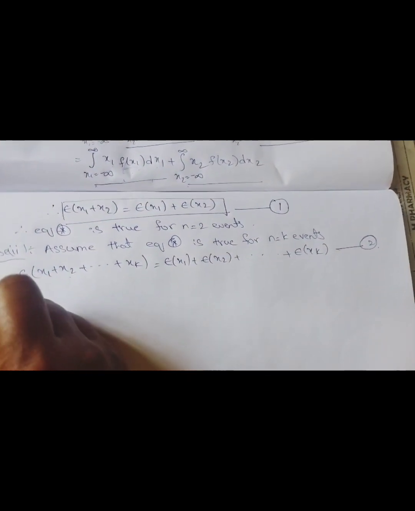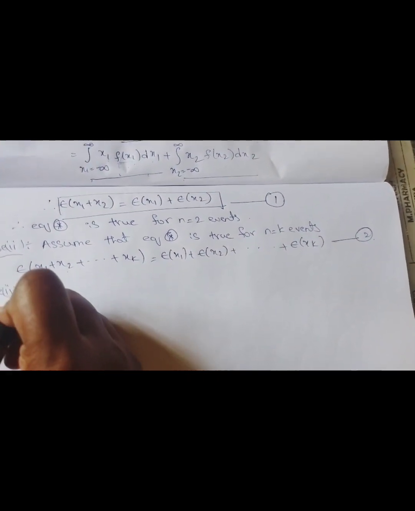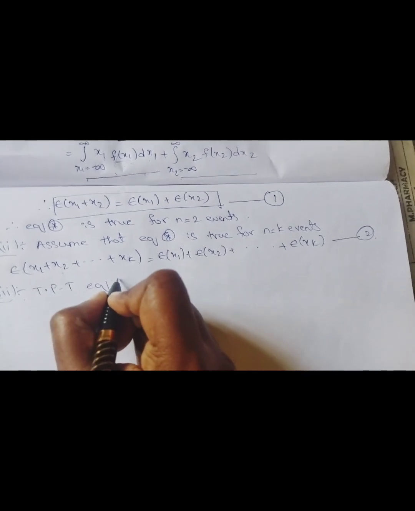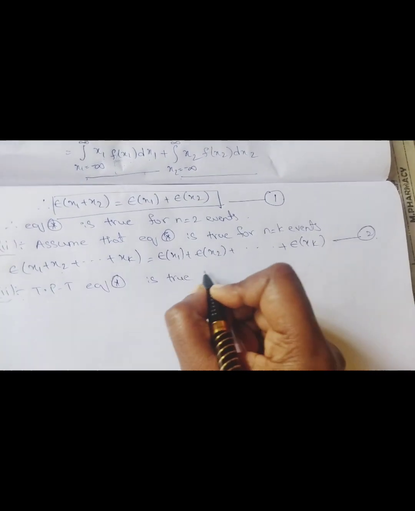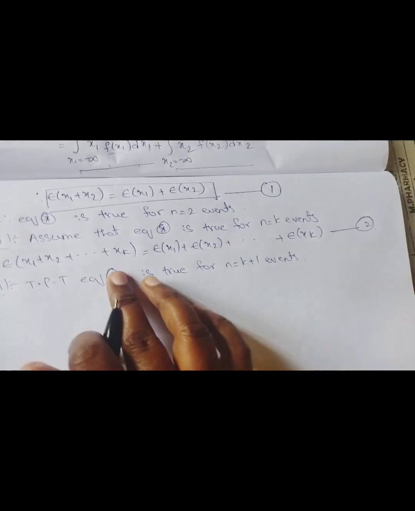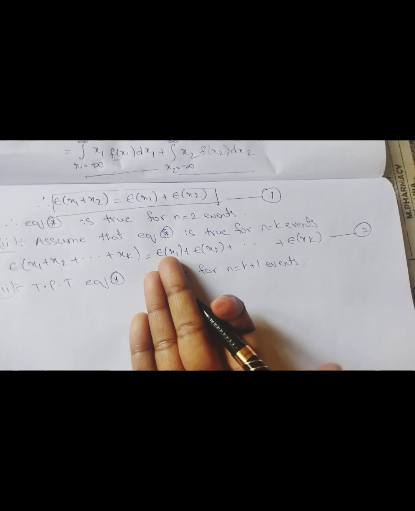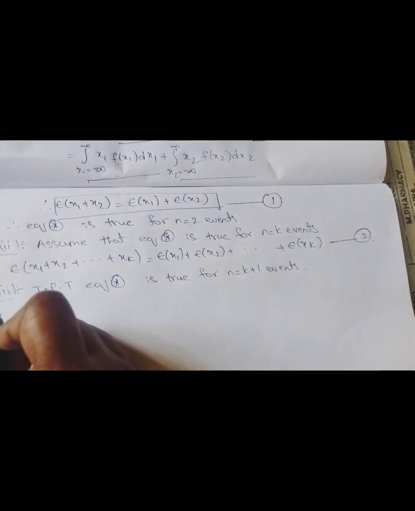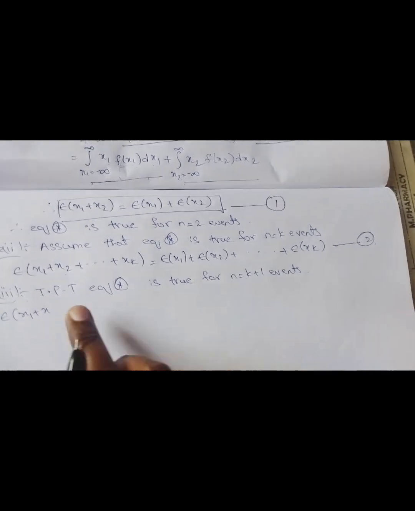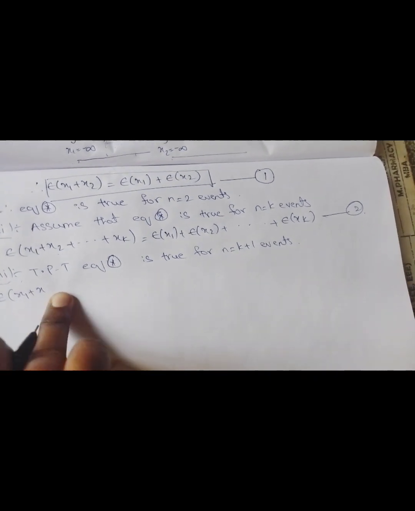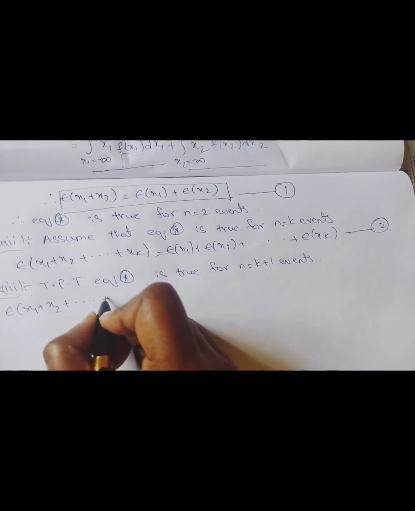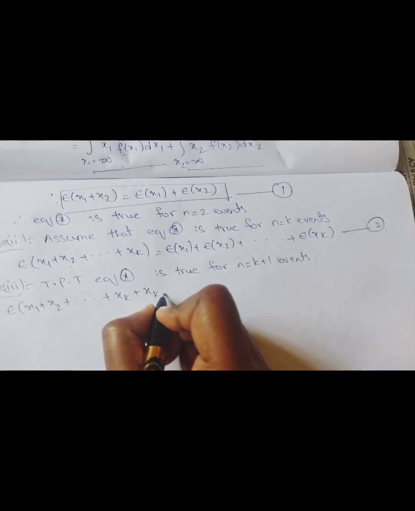Now 2 cases are done. Now the third case. What we have to do is prove that equation star is true for n equal to k plus 1 events. So how many events will we have here? K plus 1 events. That means we will have k plus 1 random variables. So here I am writing expectation of x1 plus x2 plus so on xk plus xk plus 1.